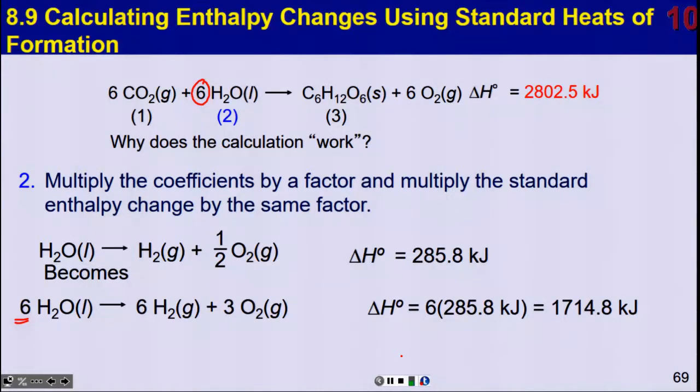So 1 water and 1 hydrogen and half an oxygen become 6 water, 6 hydrogens, and 3 oxygens, and 6 times the enthalpy change, because the first one again was per mole, and now we have a much bigger number, 1714.8 kilojoules for 6 water molecules being used.